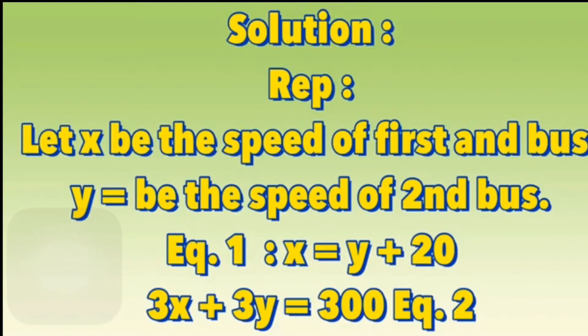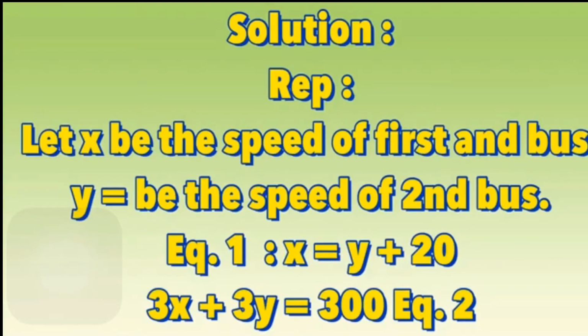So the equation 1, x equals y plus 20, because this came from the statement that the first bus is 20 kilometers faster than the second bus. So the second bus is y. That's why our equation 1 is x equals y plus 20.